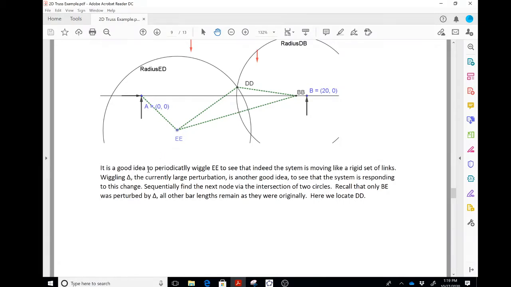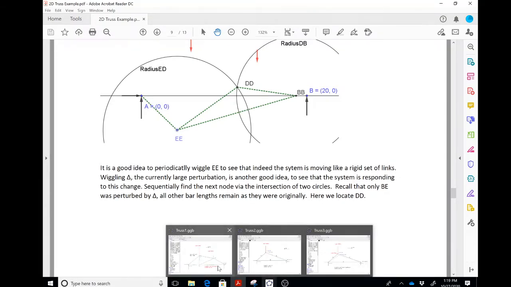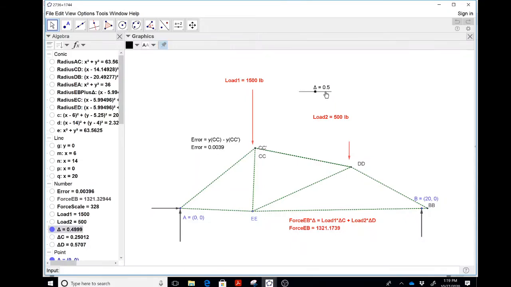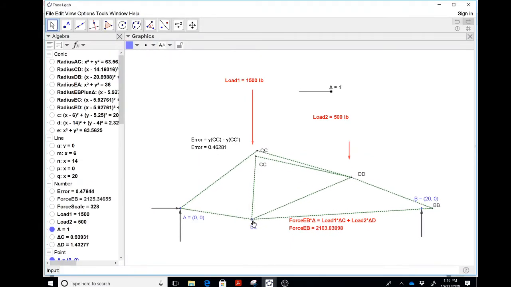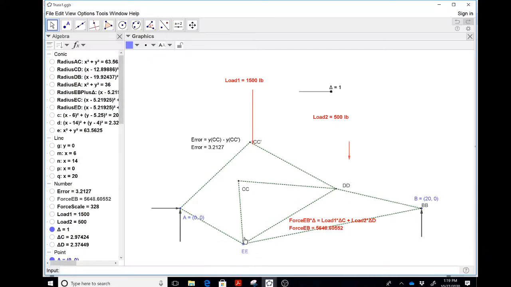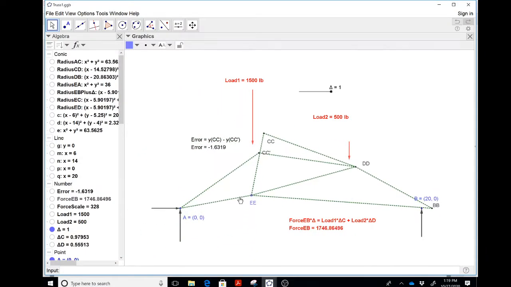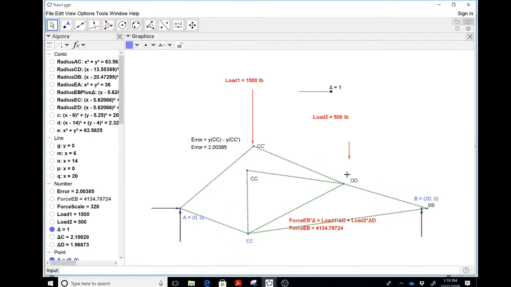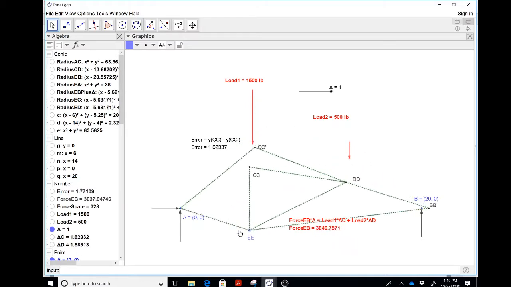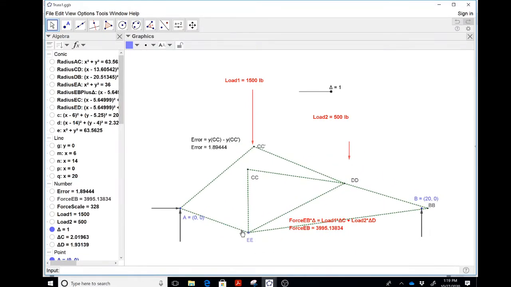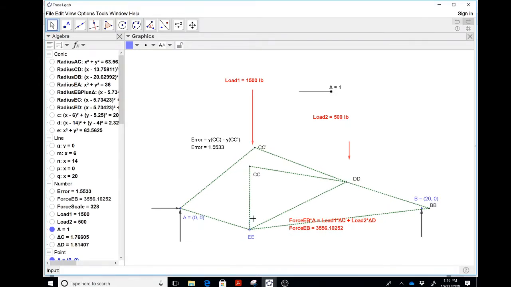I think it's a good idea to periodically wiggle this just to see if everything is working as a rigid mechanism. So what I mean by that is, are things really responding as a machine, as a rigid link would here, right? So here I jumped ahead a little bit, but I'm looking for DD, and you see everything is kind of alive.